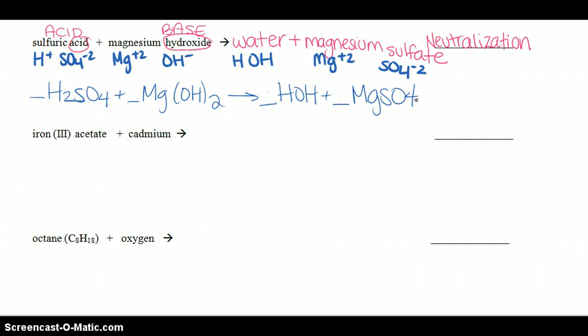Okay, like I said, I always like to start with polyatomics. 1 sulfate here, 1 here, so that's balanced. Magnesium, 1 here, 1 here. That's balanced. So now I look at hydrogens and oxygens. I've got 2 hydroxides on this side, 1 over here. So I'm going to apply a 2 coefficient, remembering that that 2 gets distributed to both the hydrogen and the hydroxide. So now I have 2 hydroxides, which I wanted, 2 hydrogens, 2 hydrogens. So it's balanced.